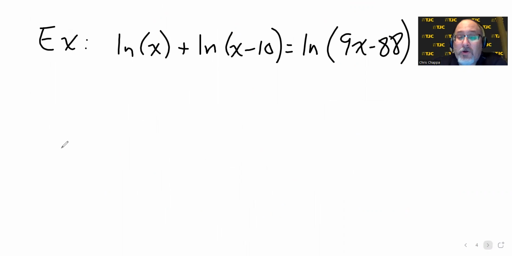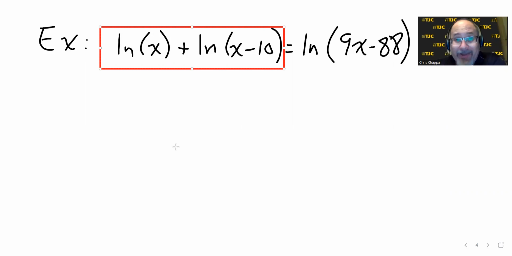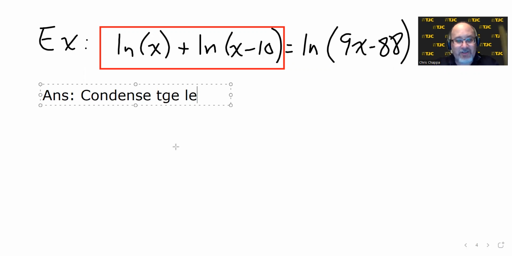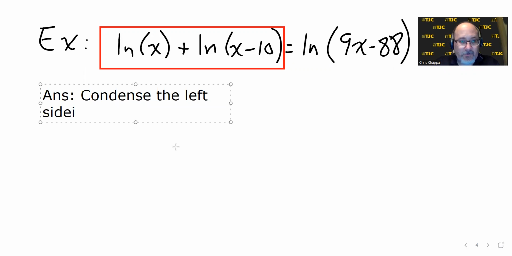Now, how are we going to do this one? Well, this is a situation that we encountered in the previous video. We have two logs where we want one, and that is a dead giveaway that we should condense. So first thing we're going to do is condense the left side into one log. We can do that using the product rule because of the plus in between the two logs.